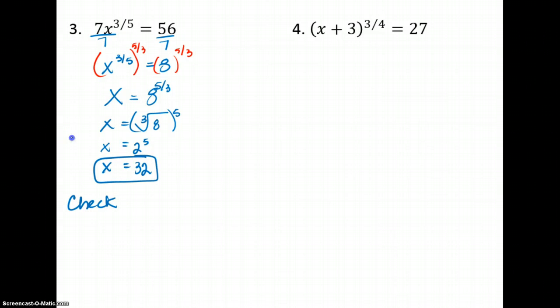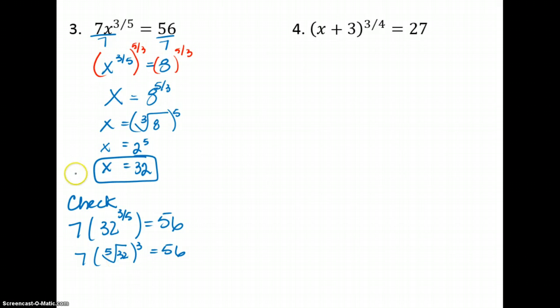Here's our check. So we have 7 times 32 to the 3/5 power equals 56. Well, let's check that. That means 7 times the 5th root of 32 cubed equals 56. 5th root of 32 is 2. 2 cubed is 8. 8 times 7 is 56. So our solution works. We are good to move on. So let's try that idea one more time.